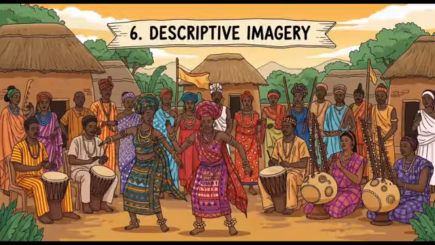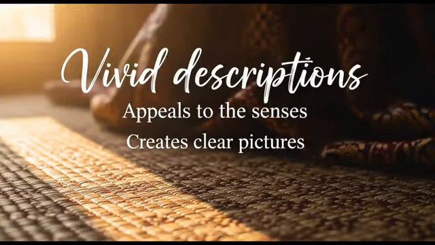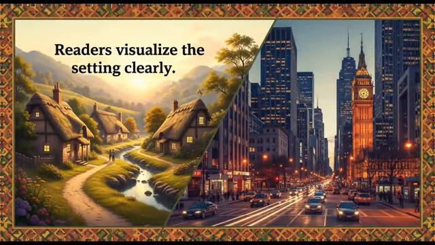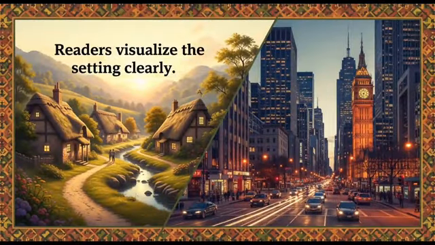6. Descriptive imagery. Hollist uses vivid descriptions to paint clear pictures of settings, ceremonies, and daily life. This imagery helps readers visualize both the African and American environments. It strengthens the emotional impact of the narrative and deepens cultural understanding.